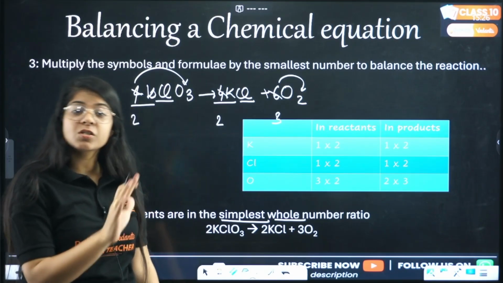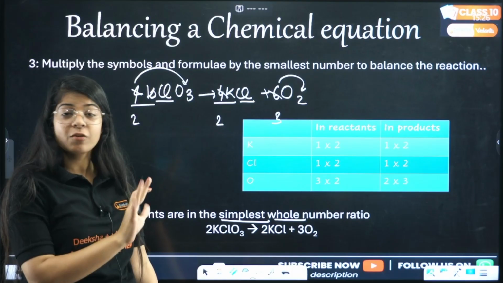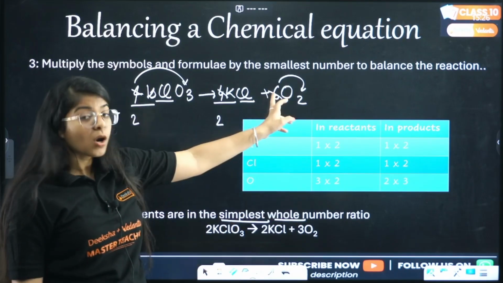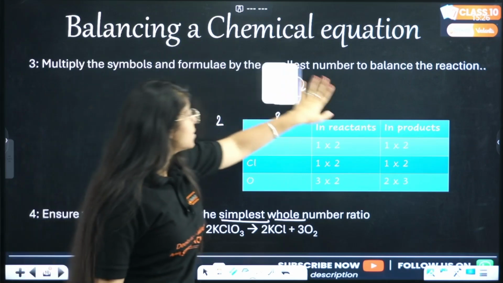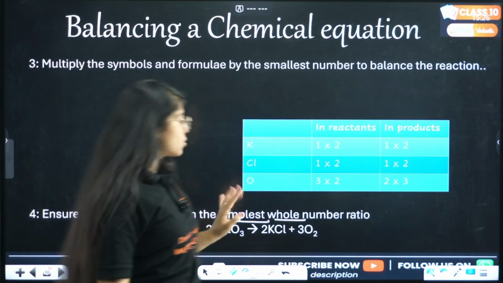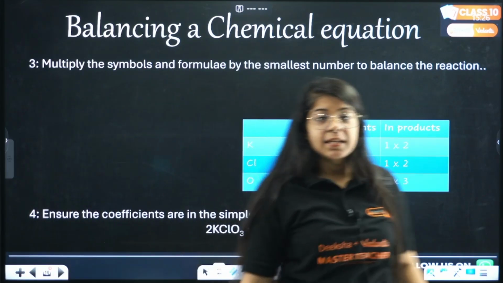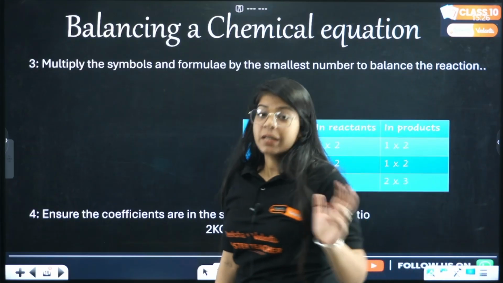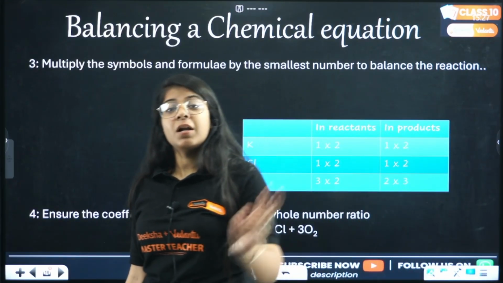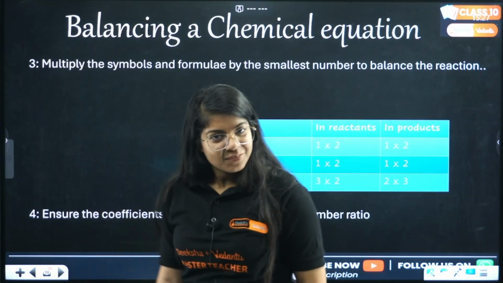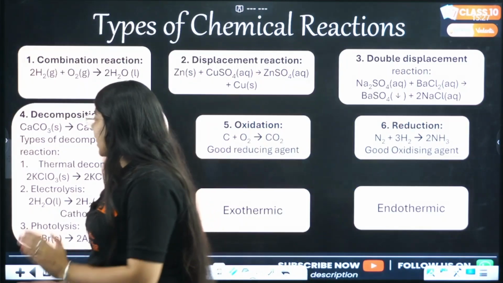Then 4 is not the smallest, so we will not work with 4. 6 is not the smallest, 3 is the smallest, and 3 works. So we will go with the simplest or the smallest whole number while balancing the chemical equation. We can do it with 4 as well, but that will not be the correct answer. The correct answer will be 2 and 3. Okay, understood. Very good.